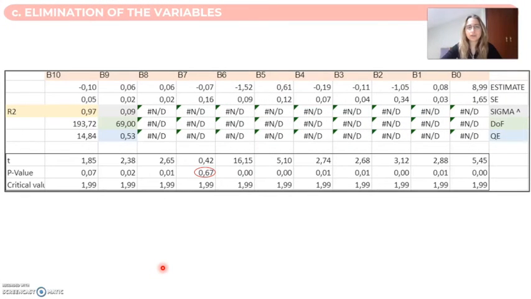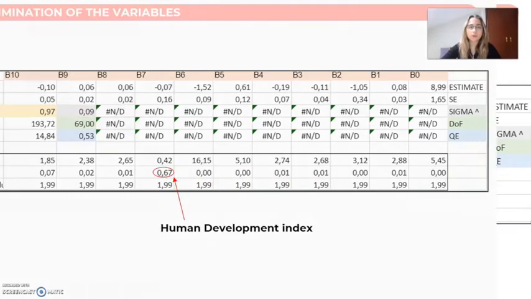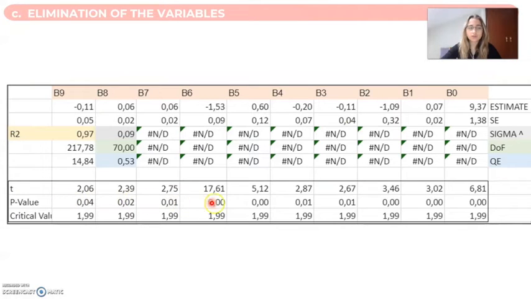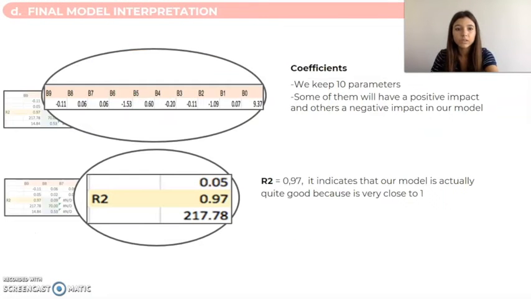In this case, after establishing the null hypothesis, we calculate the t-test, and we observe that the highest p-value corresponds to p7, so we remove that variable and remake the model. Here we reject the null hypothesis since every p-value is below 0.05, which proves that our variables affect the model. Now we're going to analyze our final model. Coefficients. We keep the parameters. Some of them will impact positively and others negatively in our model. R² is very close to 1, so it indicates our model is actually quite good.